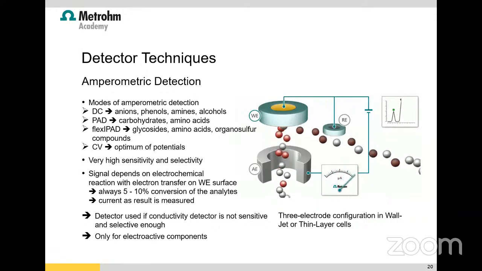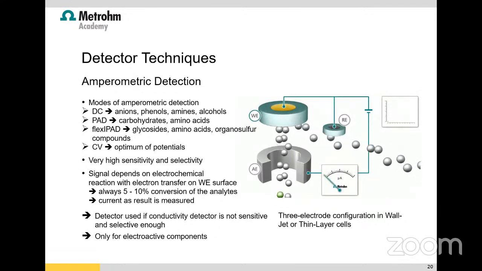So this is a detector which we otherwise call an electrochemical detector, which is used not only for cyanide. You can use it for analysis of sulfide, that is S2-. You can use it for the analysis of arsenite. You can use it for the analysis of methanol, ethanol. Then we can use it for the analysis of phenolic compounds. You can use it for the analysis of biogenic amines.